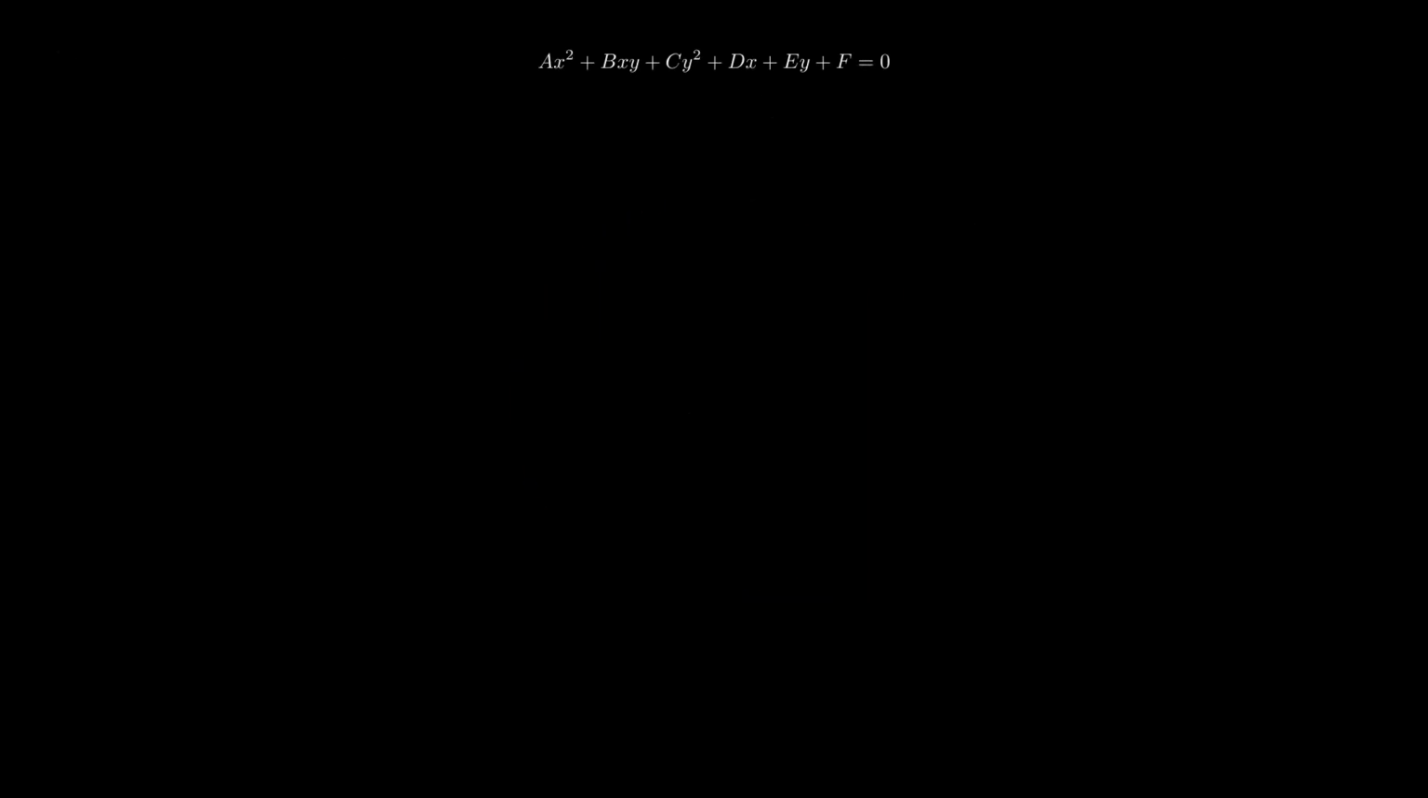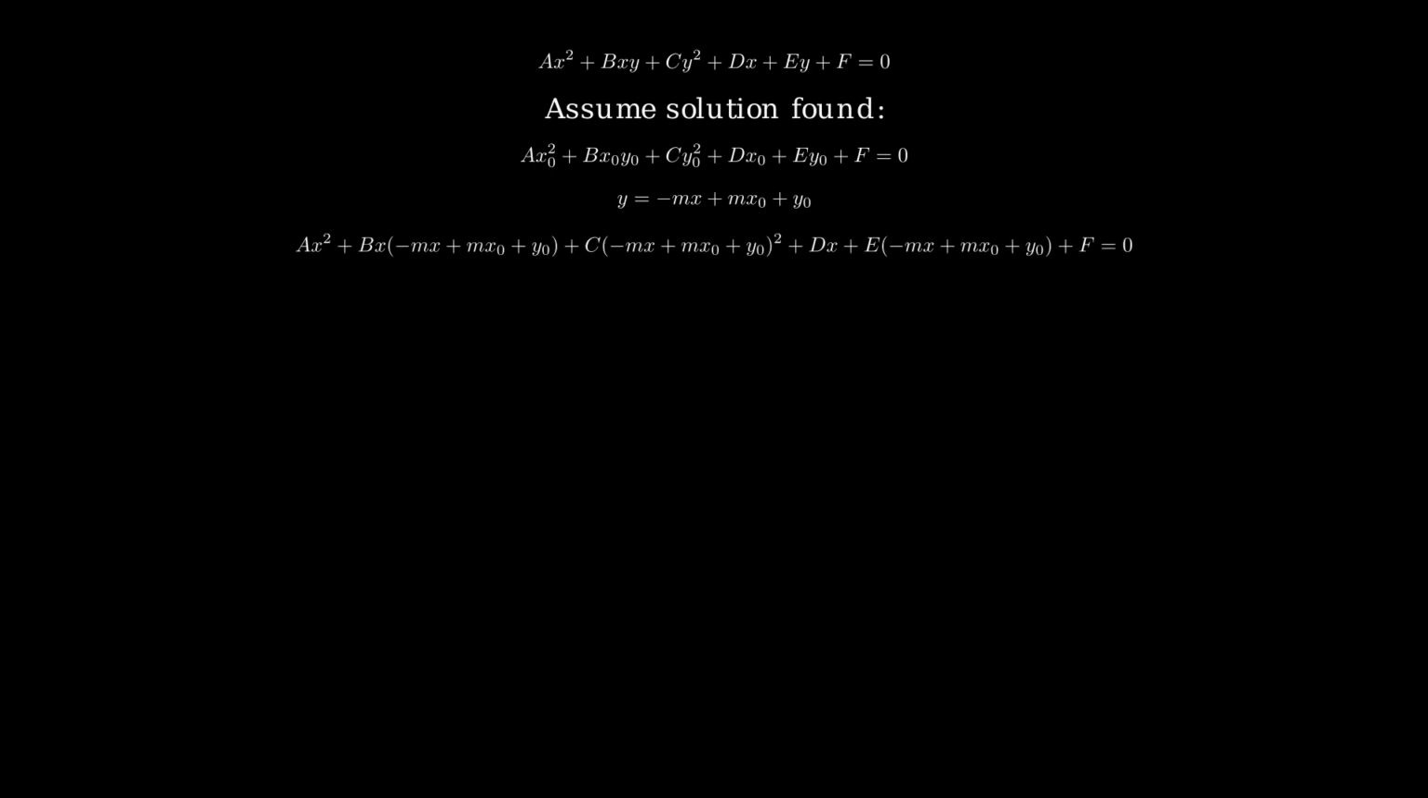But does this work with conics other than the circle? Can you solve the general conic equation like this? Let's find out. First, assume a solution was found for some x and y with x0 and y0. Here's the slope equation that then passes through that conic. Perform substitutions and try and solve for x.